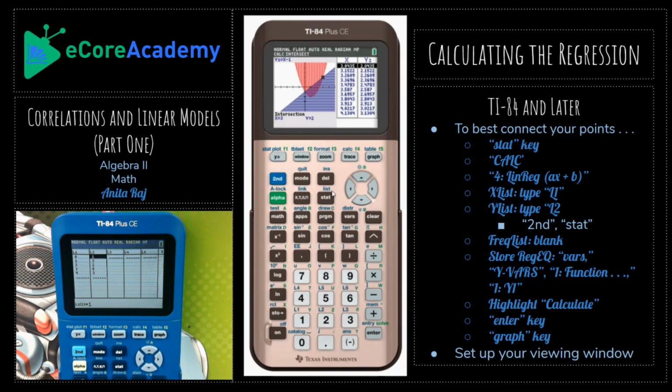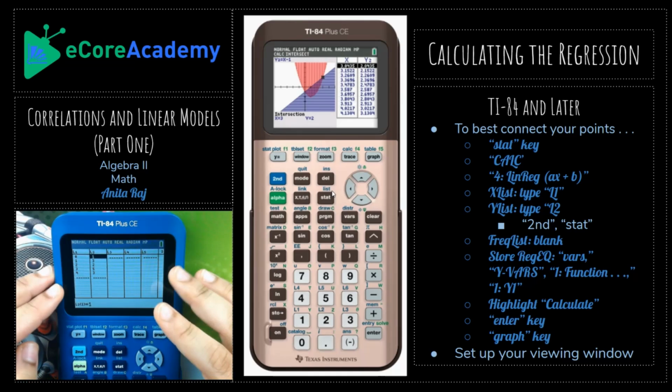Then you want to hit the vars button. Then scroll to the y vars menu, hit 1 for function, and then hit 1 again for y1. Then go back to your original menu, scroll down to calculate, highlight calculate, hit the enter key to confirm, and then hit the graph key. So that's how you get the linear regression.